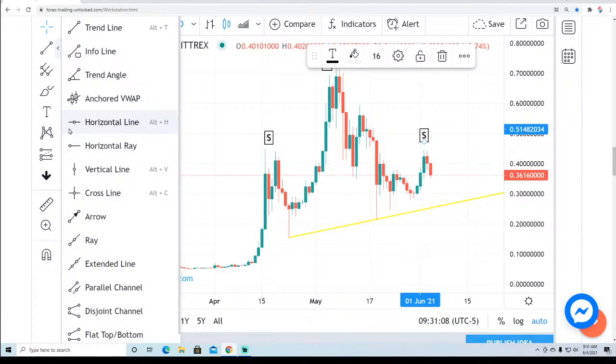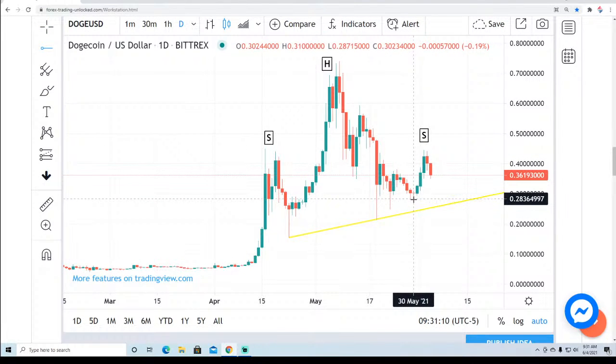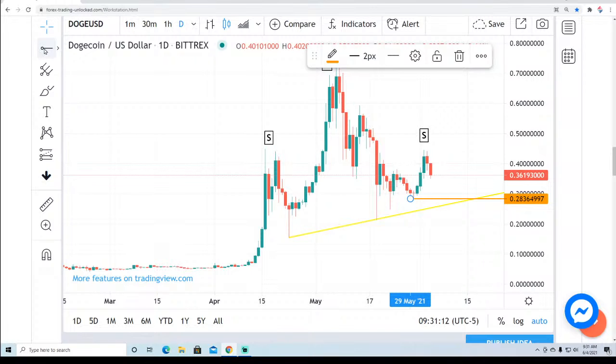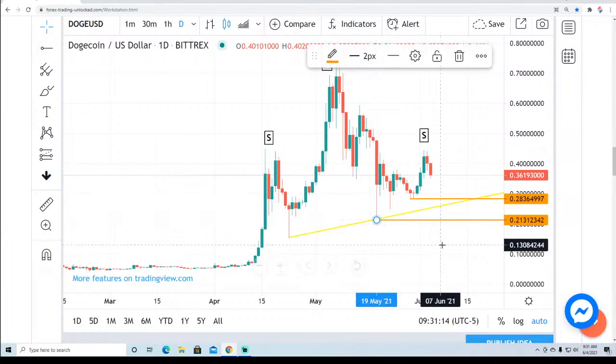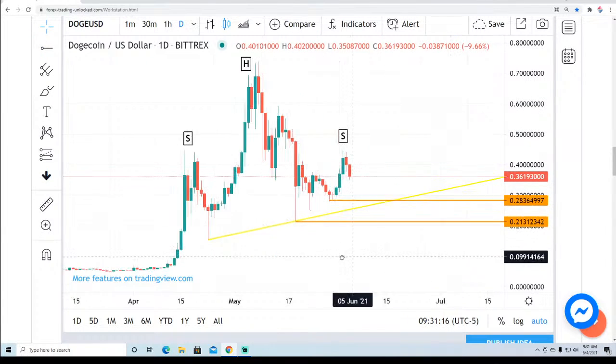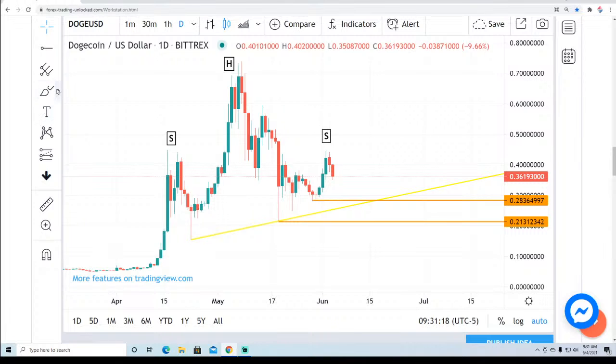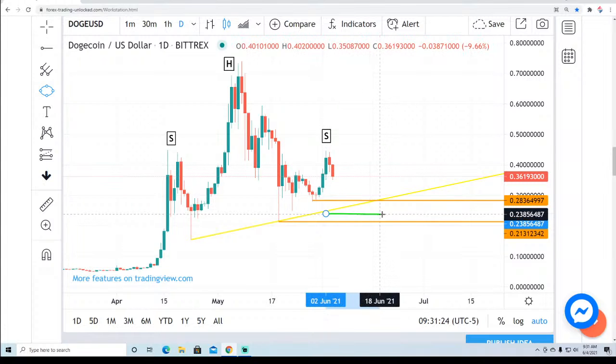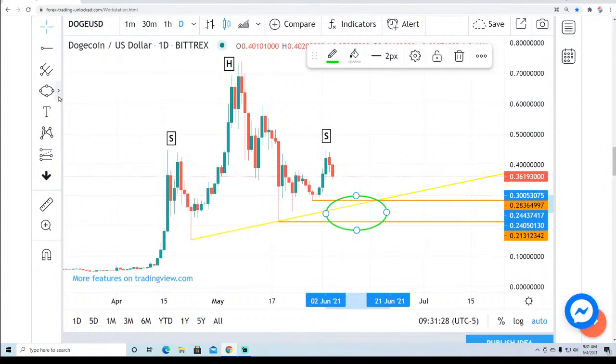Another key thing would be these levels right here. This low right here from a week ago is very critical, just like this low right here is. Any failure from this area right here would definitely be hard pressed to keep the bulls having any strength in this Dogecoin market. What I would be very mindful of is also what's occurring today.